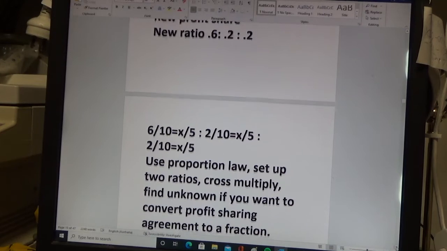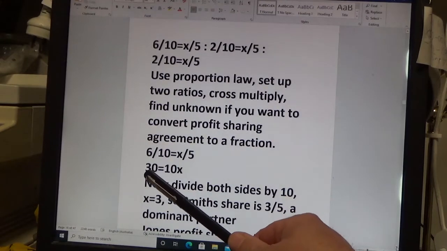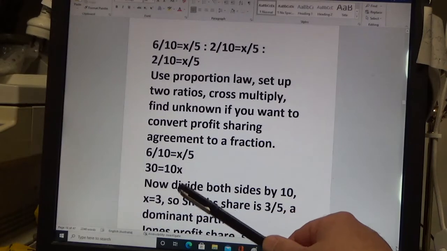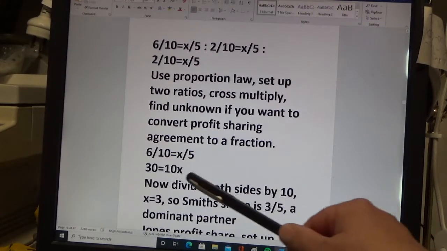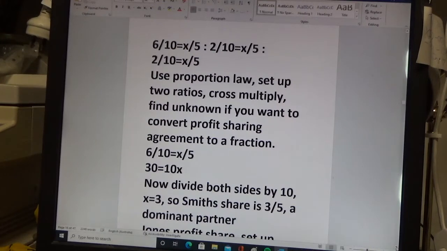It's just doing a little bit of maths if you need to do it, and solve for the unknown. So cross multiply, after cross multiplication, 30 equals 10x. Divide both sides by 10 to solve for x, so x equals 3. So Smith has the lion's share, 3/6 I should have said. Oh yeah, no, that's correct.